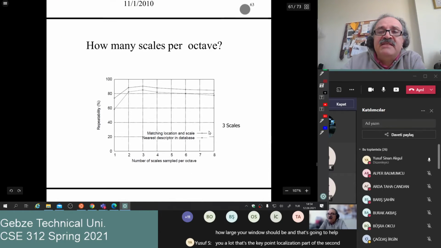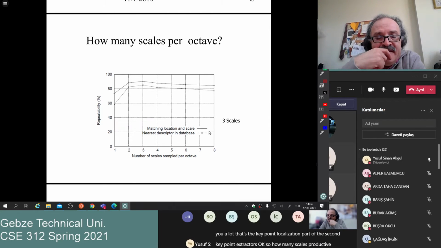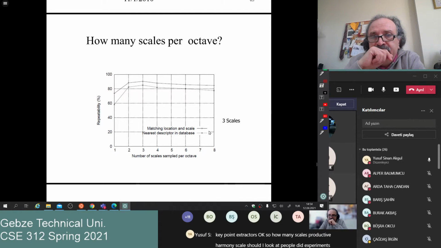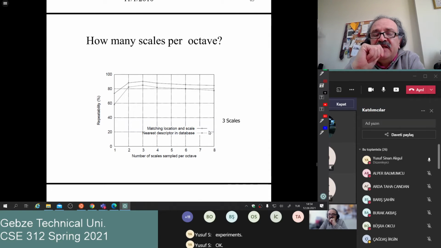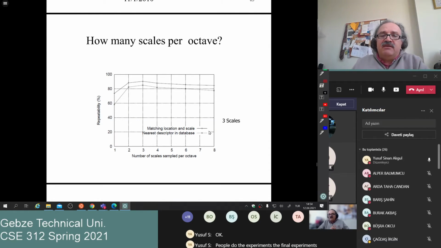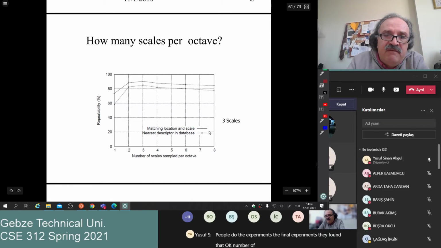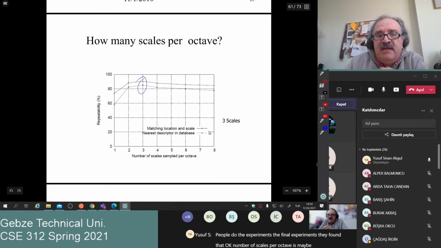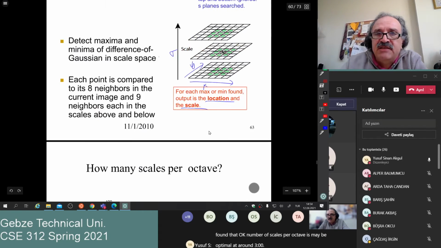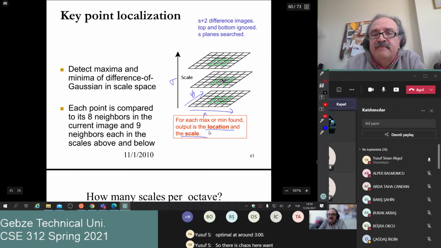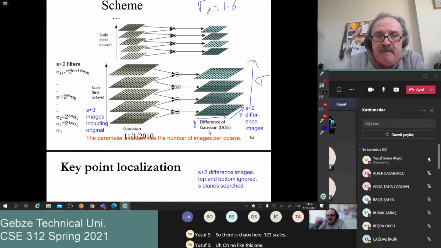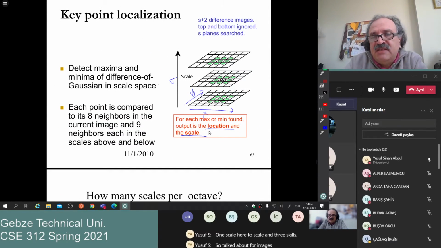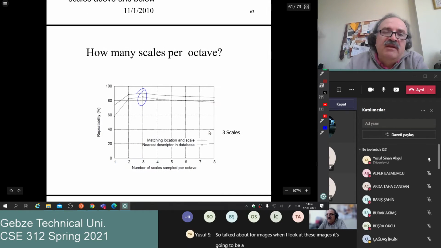So how many scales per octave, how many scales should I look at? People did experiments, and they found that the number of scales per octave is maybe optimal around 3. So 1 scale here, 2 scales, and 3 scales, so a total of 4 images. When I look at these images, it's going to be optimal for that experiment.